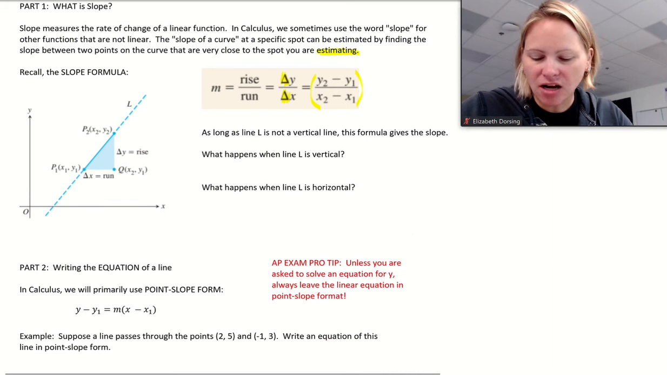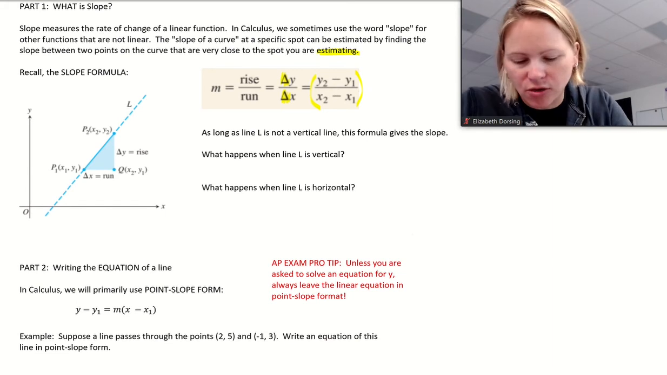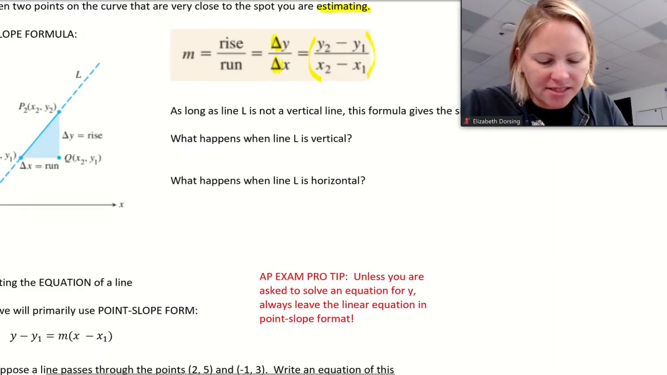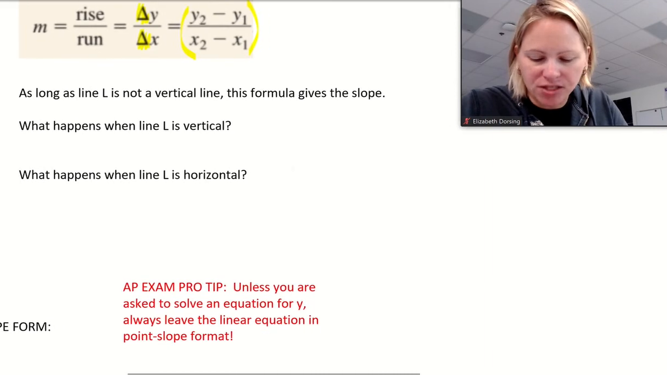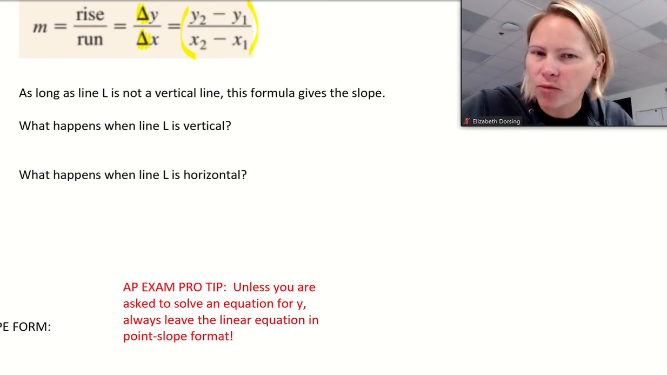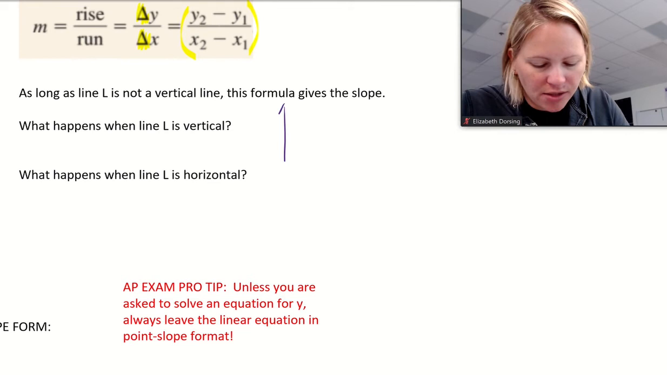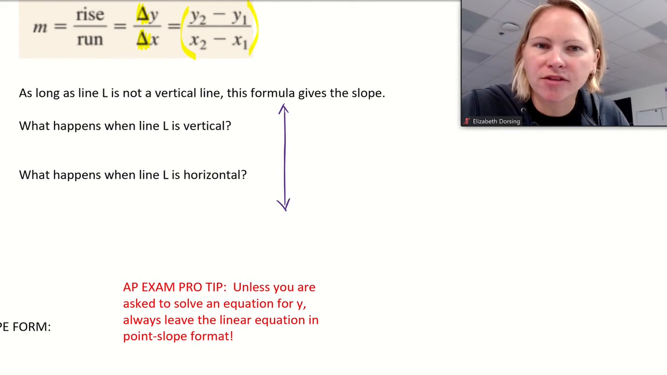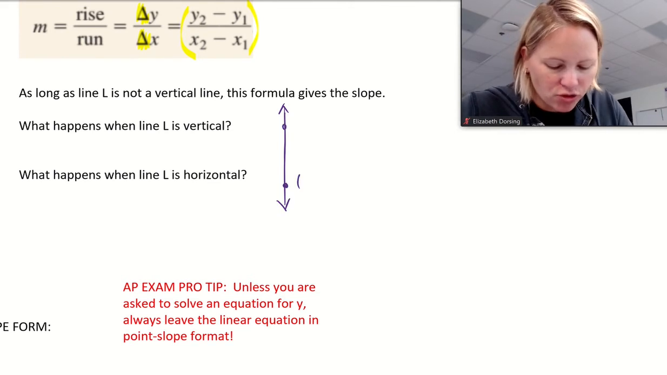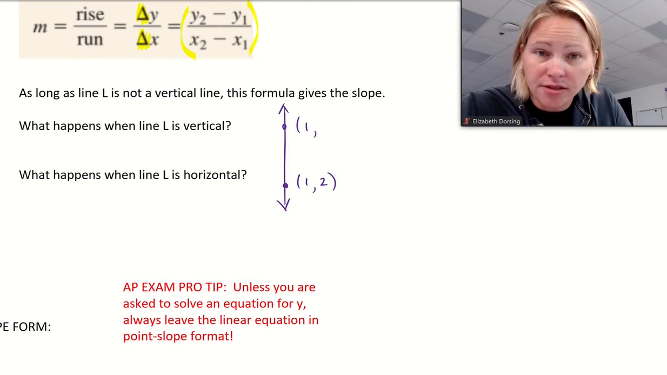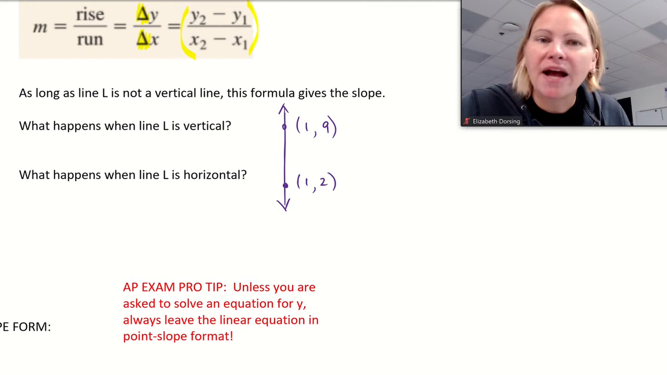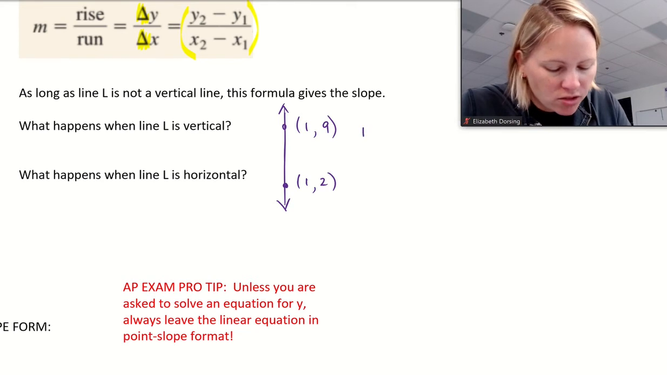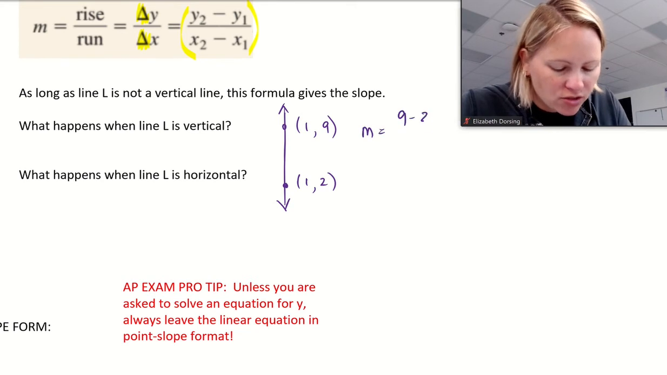So let's talk a little bit about how we would use this equation. Now, as long as the line is not a vertical line, this formula is the formula for our slope. But what happens when we have a line that's vertical? Well, it's going to look a little bit like this. So suppose we have this vertical line, and this vertical line is going to pass through 2 points. Now, when you have a vertical line, the x-coordinates are the same. So suppose we're going to pass through these 2 points, (1, 2) and (1, 9). The slope of this line would look like this: 9 minus 2 over 1 minus 1, or 7 over 0.